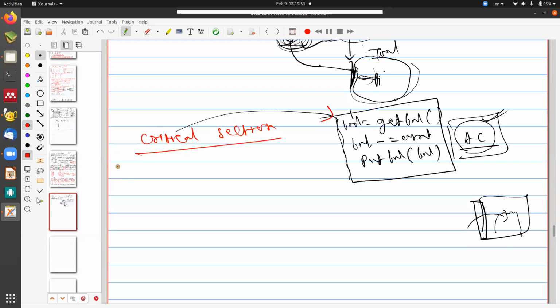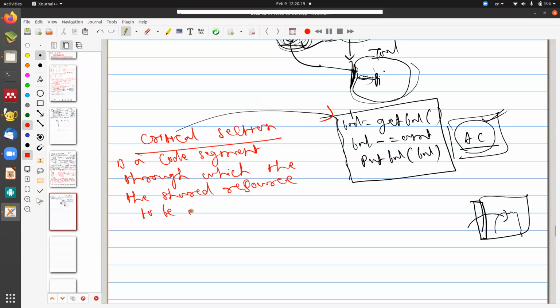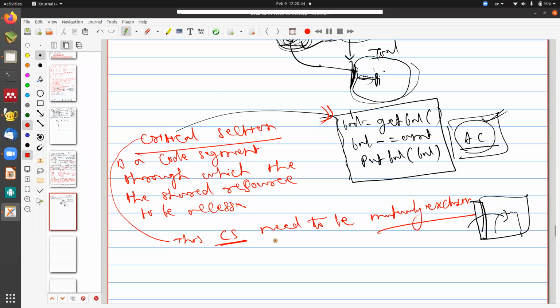Yes, then what is the critical section? The critical section is a code segment through which the shared resource is to be accessed. This is basically called the critical section. Now what do you need? This critical section needs to be mutually exclusive. So how can this critical section be made mutually exclusive?